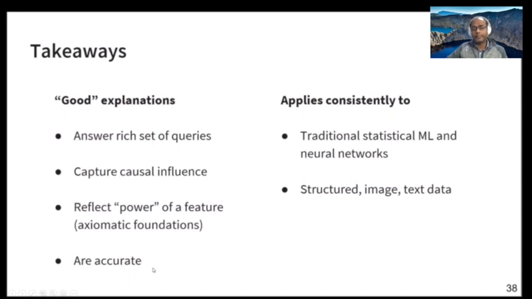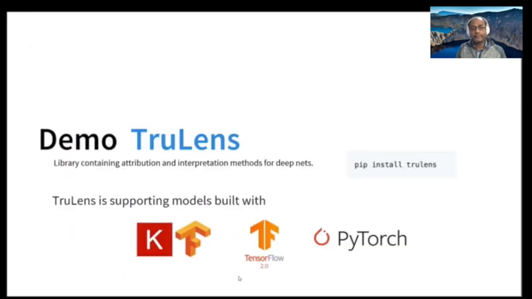And then there is the question of accurate estimation of these explanations, where there have been significant algorithmic advances as well. And one of the nice things about these methods is that they provide a consistent and uniform foundation through the use of Shapley values, Aumann-Shapley values, and variants in their neighborhood that apply consistently to statistical machine learning and neural networks across structured data as well as image and text data.